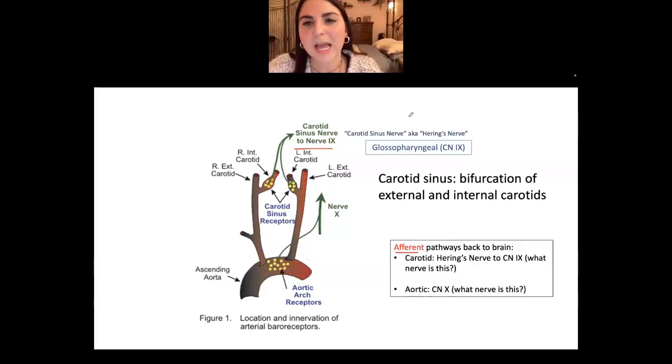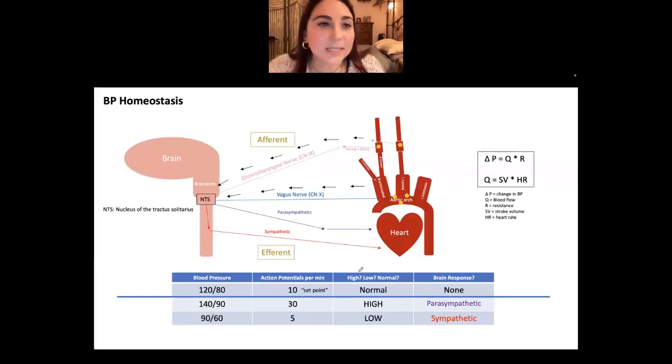Another weird thing is that if you see the term Hering's nerve, this is the same thing as the carotid sinus nerve. It's just a quirky thing he says a lot. But if you see Hering's nerve, that's what they're talking about. And then the aortic baroreceptors course along with cranial nerve 10, or cranial nerve X, which is 10 in Roman numerals. Hopefully you're saying, okay, that's the vagus nerve. So these are all interchangeable, and you definitely should know those because they will use them interchangeably when talking about baroreceptors. But this is how it works.